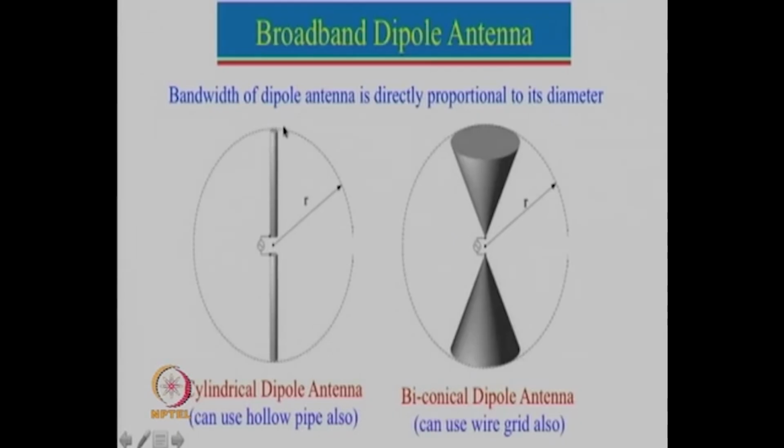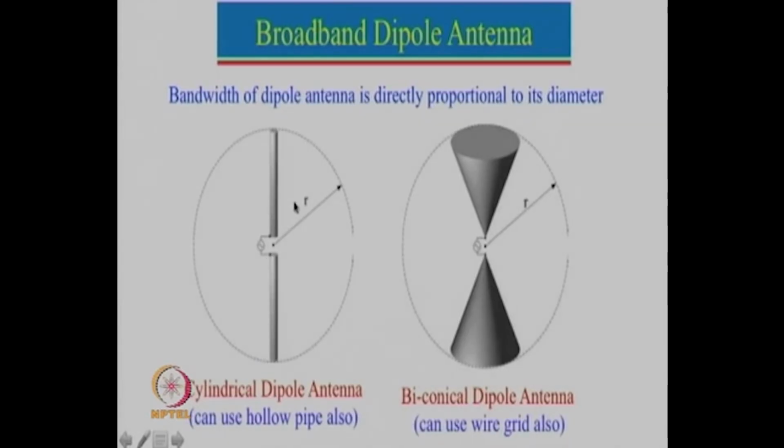So, instead of using a thick cylinder, if we use a hollow pipe of the same diameter, then the weight will be reduced. And in fact, in general, if you take a hollow pipe or you take a solid cylinder, there is hardly any change in the performance.